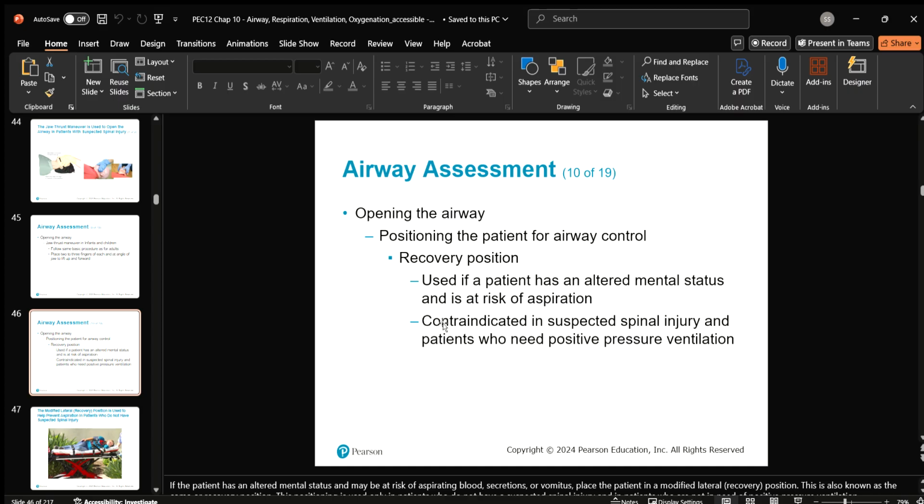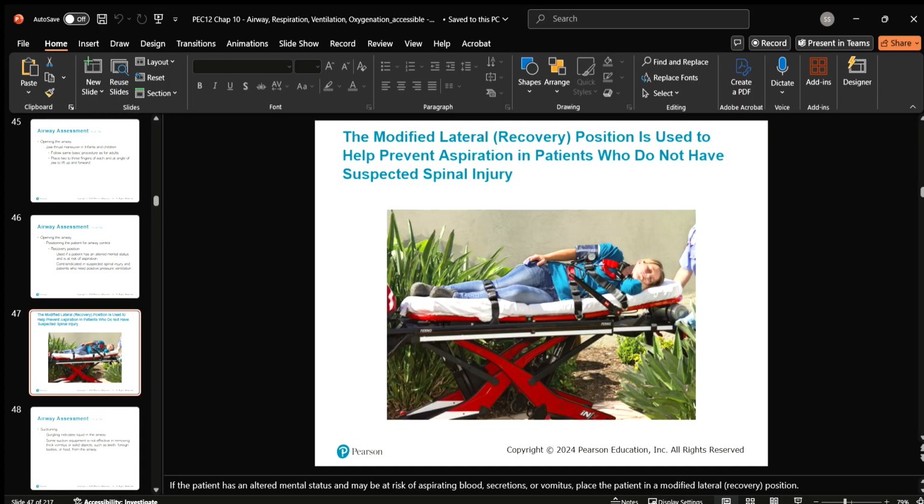What about a Baylor student coming out of the bar at 2 a.m., drunk, falls down, hits his head? Would that be somebody that has an altered mental status and is at risk of aspiration? 100%. Assuming there's no spinal complication, we can put them in the recovery position, which is also known as the left lateral recumbent. They need to be placed on their left side.